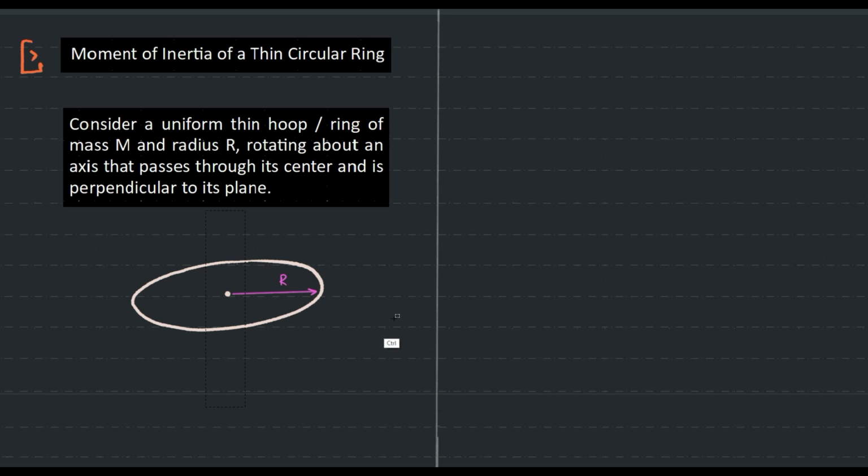It's important for us to understand where the axis of rotation is, and how it is. So this is making an angle of 90 degrees. So we had to figure out the moment of inertia with respect to this axis. So we have a thin loop and all the mass elements dm will be at the same distance r.